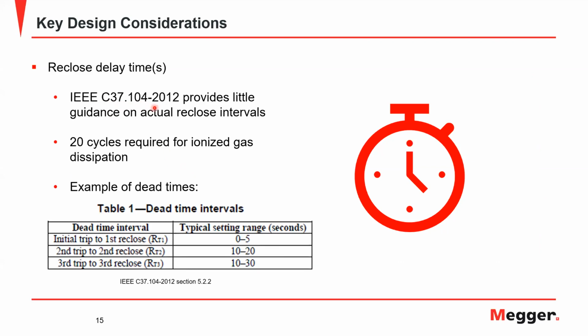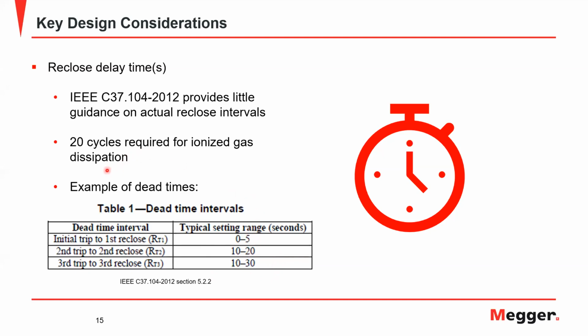Right now, however, it talks about ionized gas dissipation, and it needs 20 cycles of total dead time in order to let ionized gas dissipate. The other thing it talks about is just a very broad-based dead time interval suggestion. First trip, it says 0 to 5 seconds. Second trip, 10 to 20 seconds. Third trip, 10 to 30 seconds. And any additional trips are not even addressed.